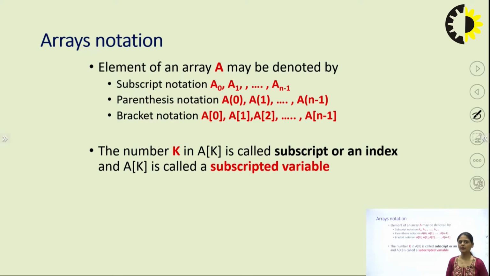So, the number k in A of k. A is the name of the array. A of k is the subscript or an index, and A of k is called the subscripted variable. So, this whole is considered as a subscripted variable.